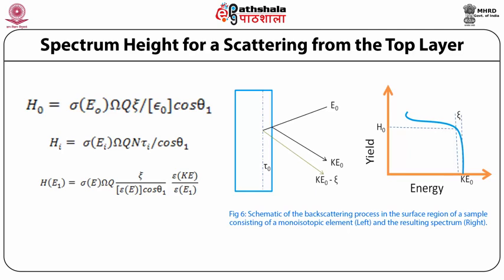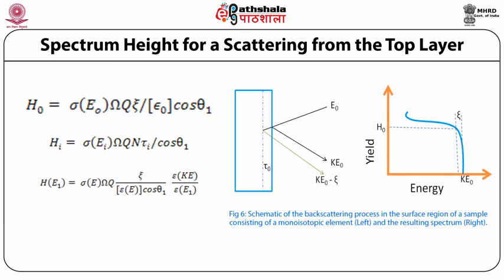This equation states that the height of the energy spectrum at the surface is directly proportional to q, the total number of incident particles on the sample, sigma E0, the average differential scattering cross section of the sample at the incident energy E0, omega, the solid angle spanned by the detector aperture, zeta, the energy width of a channel, and epsilon 0 over cos theta 1, the inverse of the stopping cross section factor evaluated at the surface for a given scattering geometry, multiplied by the cosine of the angle of incidence of the beam against the sample normal.